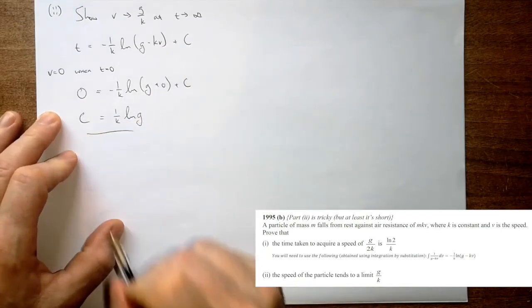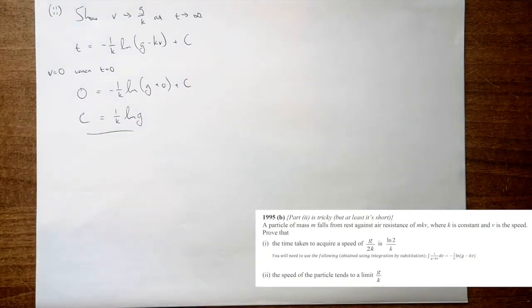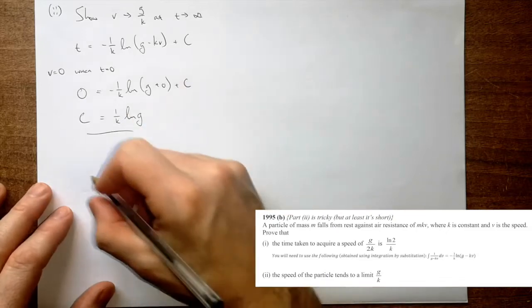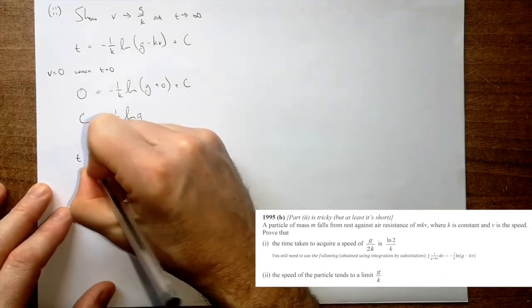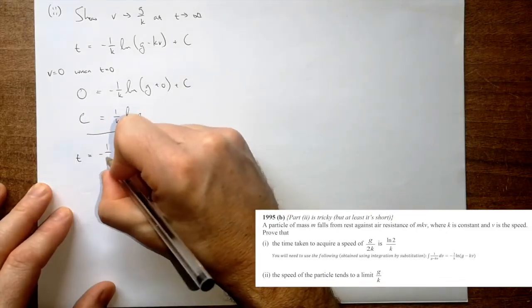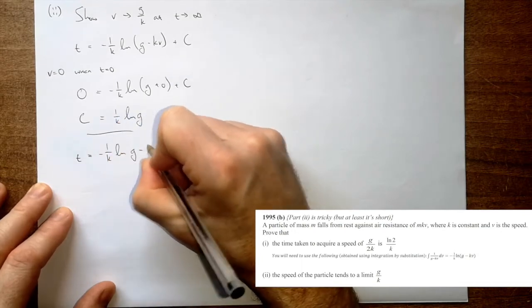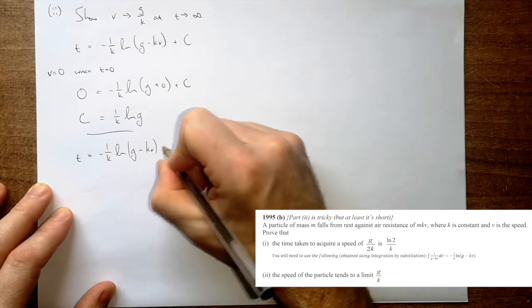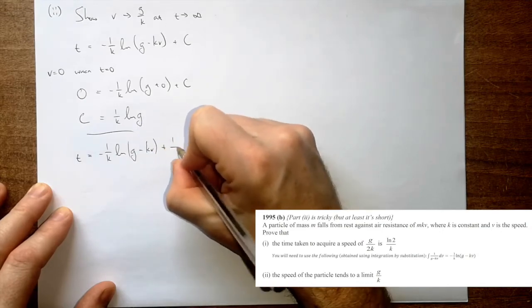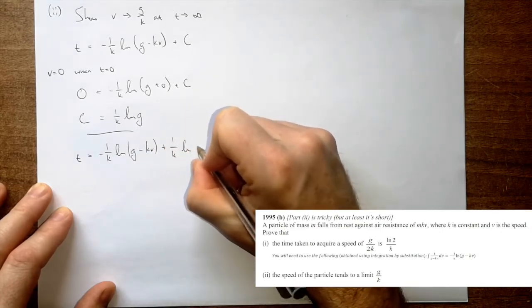Well, that wasn't so bad. Okay, we can pop it out in a couple of lines. So now, let's go back and have a look at what we have here. We have t equals minus 1 over k, natural log of g minus kv, plus 1 over k, natural log of g.